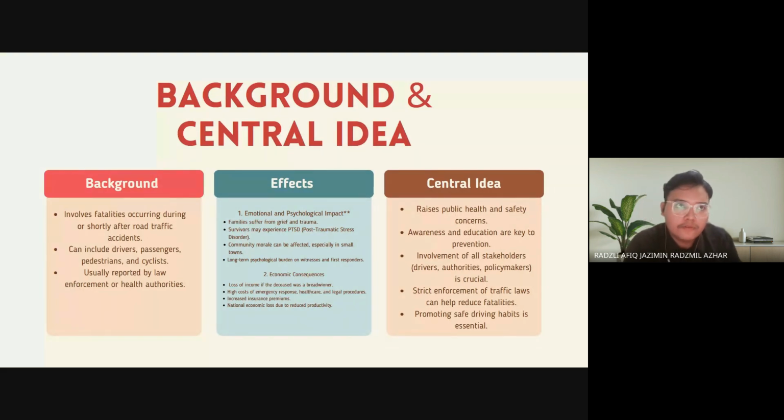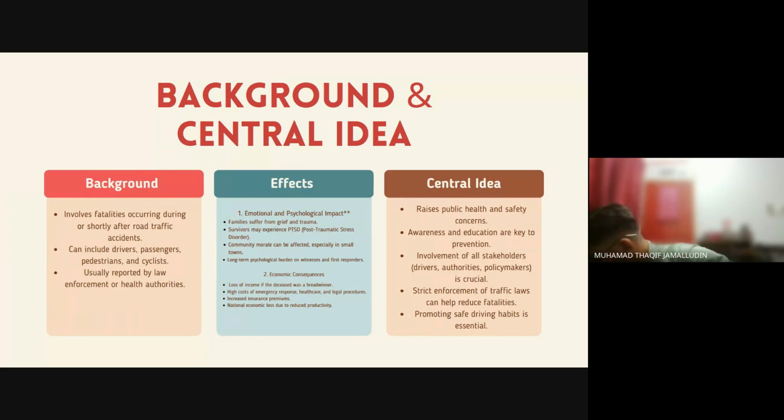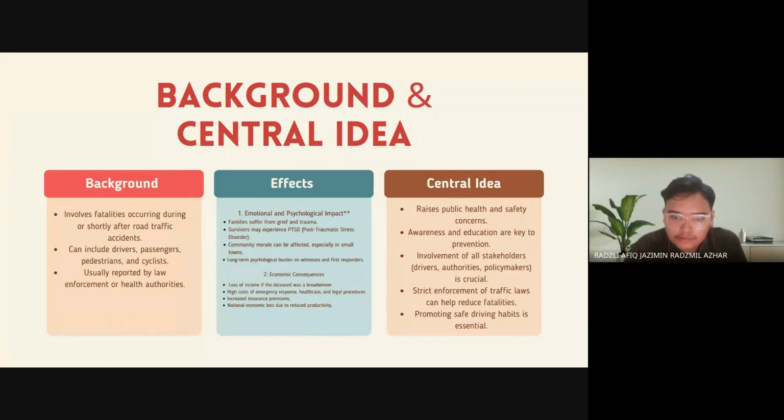What we are referring to here is that maybe we follow the rules of the road, don't drive fast, don't drive fast within school zones or housing zones. And the third one is involvement of all stakeholders, which translates to everyone who uses the roads: drivers, authorities, policymakers, and also my fellow classmates. Fourth, strict enforcement of traffic laws can help reduce traffic fatalities.